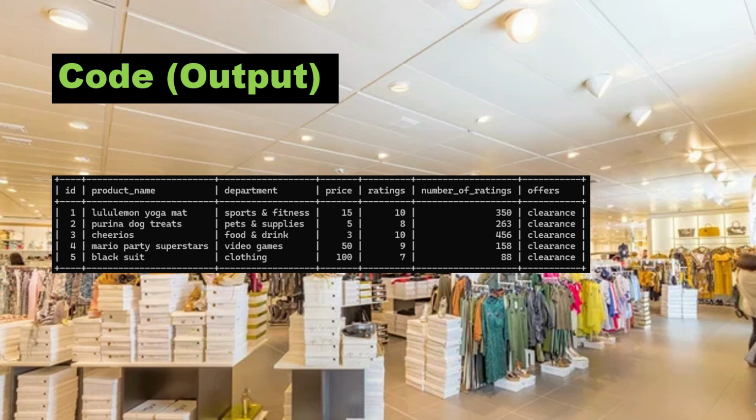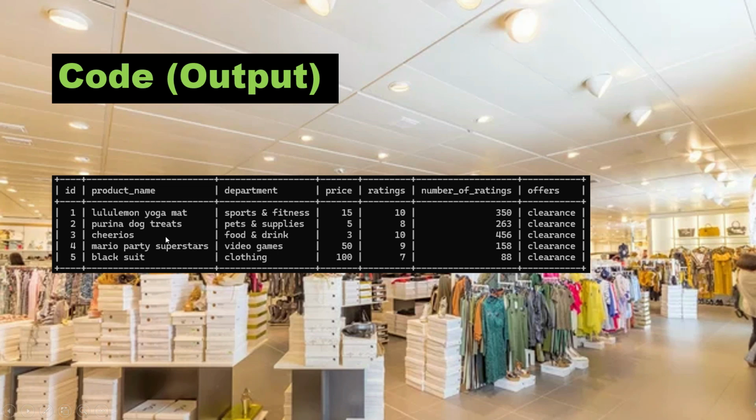So this is the output of my code. You can see it has all the numbers here, the product name, the department, the price, the range, number of ratings and offers. All the offers here were clearance because I put it as a default. The number of ratings just shows the number of people who rated. Most of the people here enjoyed the yoga mat. The Cheerios were also perfect.